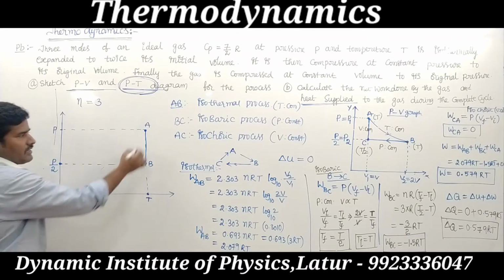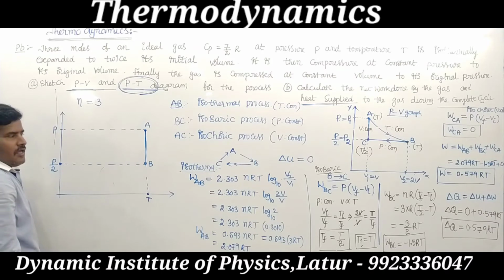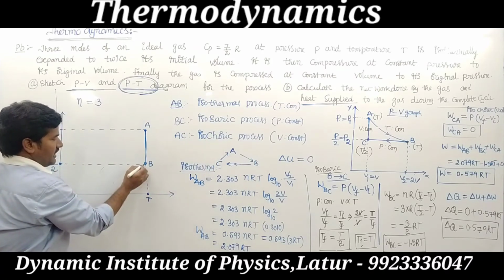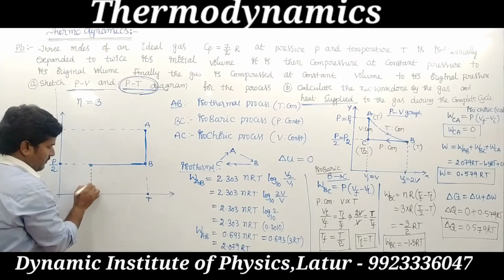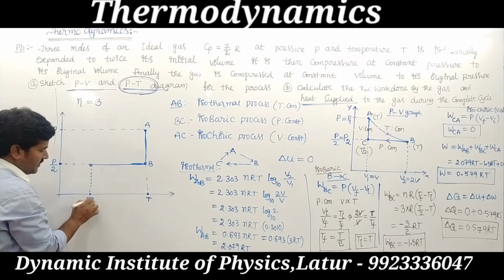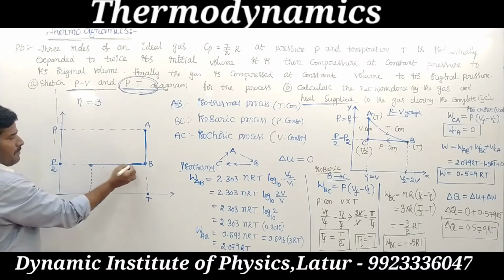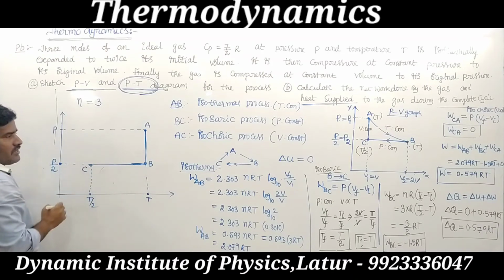B position, constant temperature, pressure decreases. Again, B to C position, temperature decreases to T by 2, but pressure remains constant at P by 2. Pressure is constant. This is the C position.